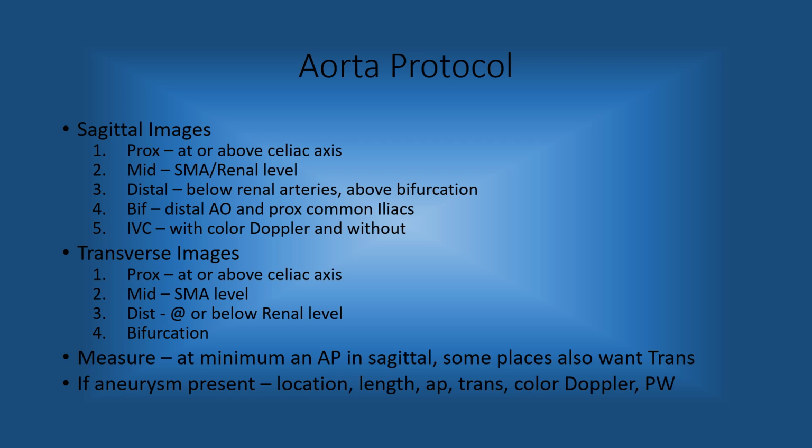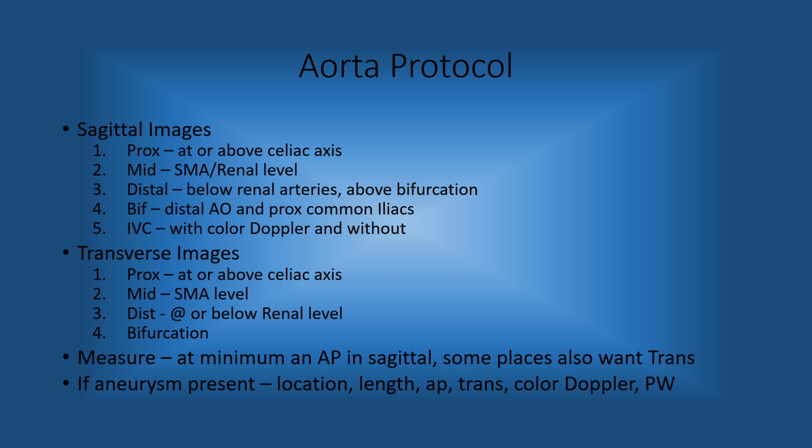My favorite thing here to do is just to keep sliding down, survey that aorta as you're going down, and somewhere between where you see the renal takeoff and the bifurcation, that's going to be your distal. At the bifurcation, you want to see the distal aorta and the proximal common iliacs. Also in sagittal, at some point, you want to see the IVC and put color Doppler, get a picture of it with and without color Doppler.